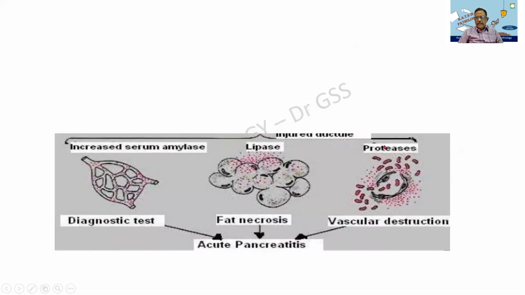And these are the enzymes that we should remember. It's a school question only. Amylase, lipase, and protease. All of these can lead to pancreatitis. Powerful enzymes which can lead to destruction. And this is the source of this. Serum amylase is also used as a diagnostic test.